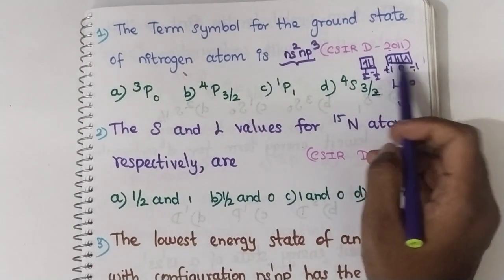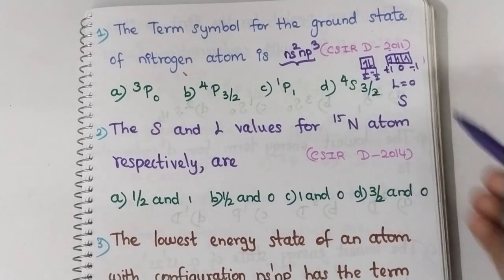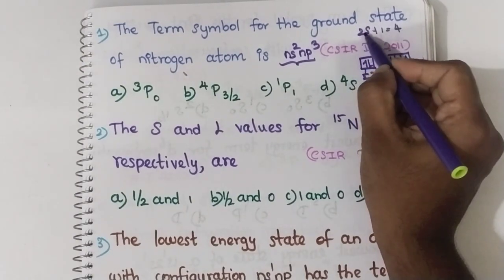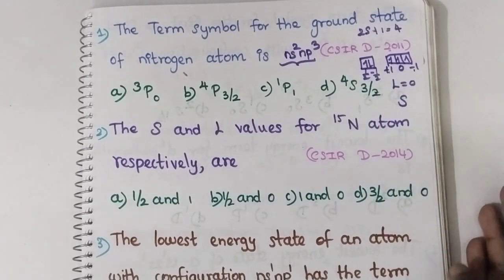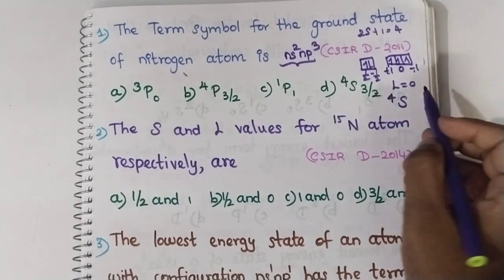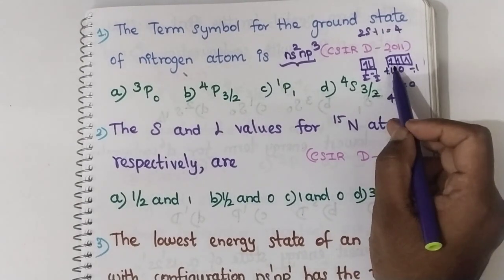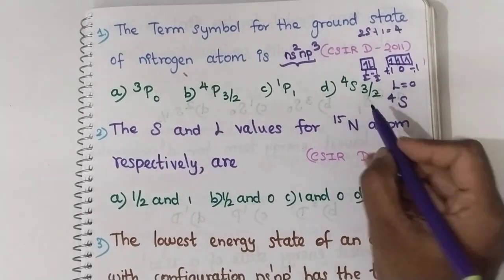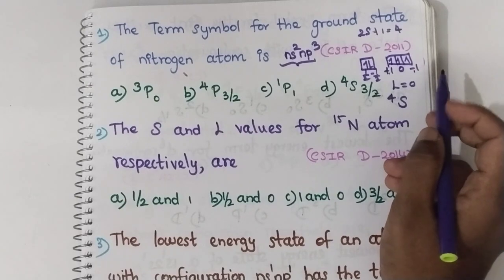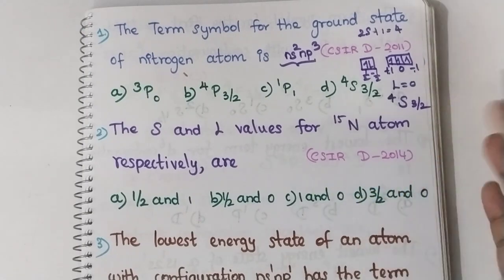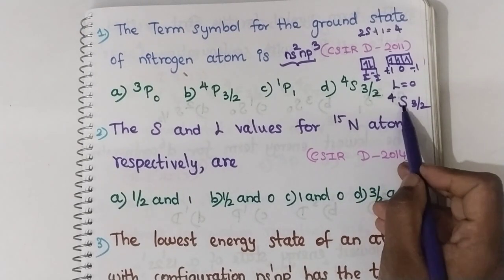Now, what's the spin multiplicity? 2S plus 1. Here there are 3 electrons. Half plus half plus half is 3 by 2. So 2 into 3 by 2 plus 1 will give you 4. So it is S superscript 4. This is the L term, this is 2S plus 1. Now you have to find out the J. Here it is half filled, since all the orbitals have an electron. So if you have half filled, then use the L plus S formula. L is 0, S is 3 by 2. So if you add, you will get 3 by 2. Hence, the term symbol for the ground state of nitrogen atom is 4S 3 by 2.